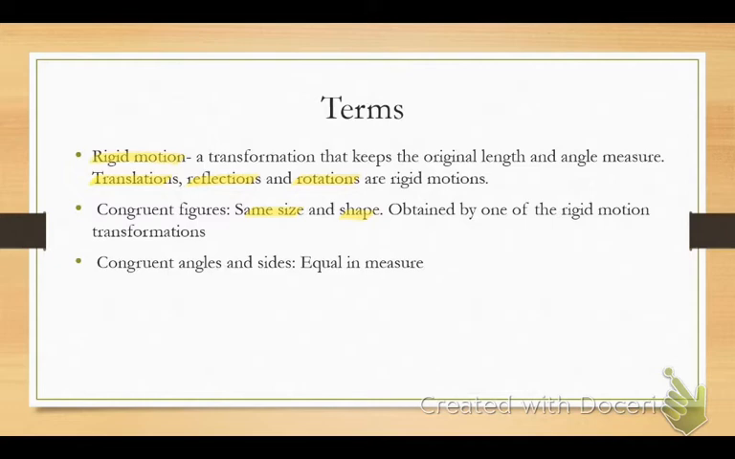Go home and tell your parents, I learned about rigid motion transformations today. All right, in math class. All right, it definitely sounds fancy, but it's not too bad.